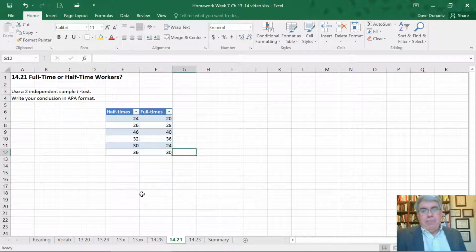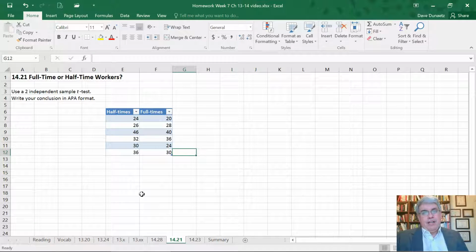In this problem, a manager realizes that he needs to step up production for a while, so he's considering hiring some half-time employees. But the manager is wondering, are these half-time employees going to work out? Will they be as productive? Is this a good way to do this?